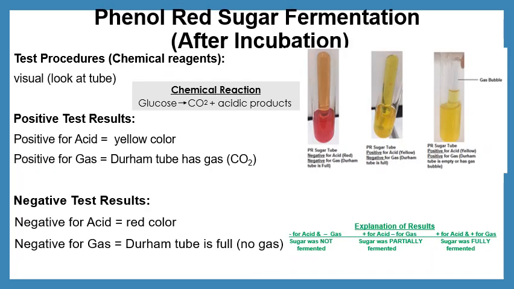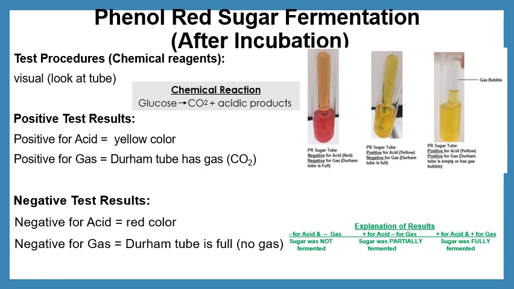So now let's look at the results of our phenol red sugar fermentation tube. It should be noted that we could use any sugar: glucose, lactose, sucrose, etc. We chose to use glucose for this particular example, but the actual sugar does not matter. So we inoculated our tubes initially, and now incubation has occurred. It is 24 to 48 hours later. For this test, it's a visual test. All you need to do is look at the appearance of the tubes to determine positive or negative results.